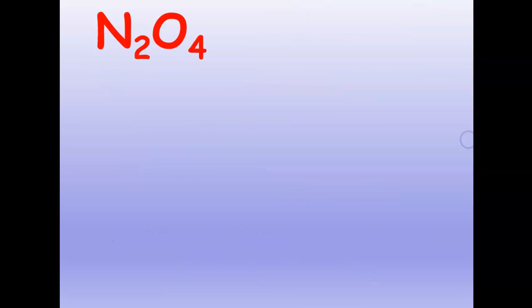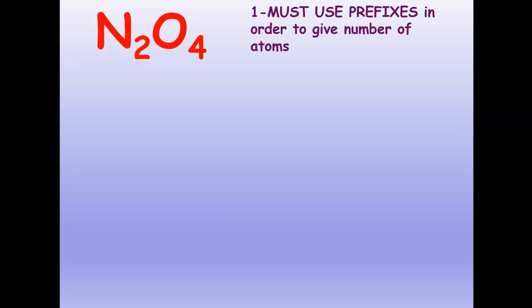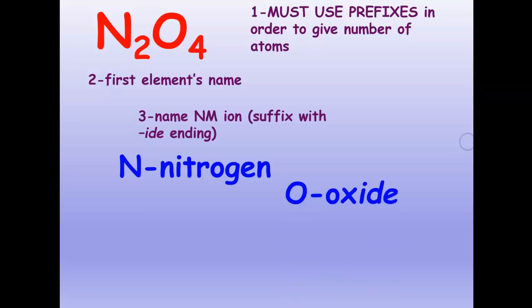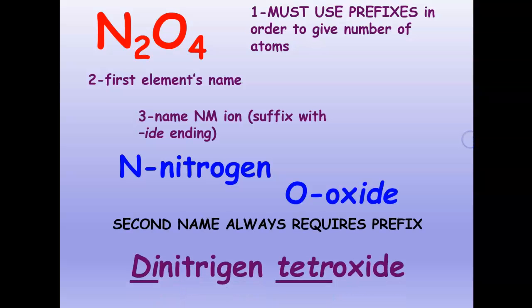We'll do another example. I have N2O4. Again, I need the prefixes for the numbers of atoms for each one. The first element's name is nitrogen. The second element's name, of course, is oxide. And then I need the prefixes. So it's dinitrogen and then tetroxide. Now, when we looked at prefixes, it did say tetra. When you have 2 vowels next to each other, 9 times out of 10, you're going to drop the A and then keep the other vowel.